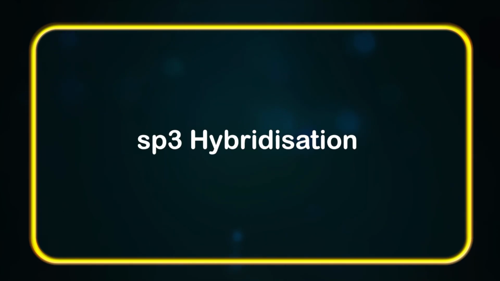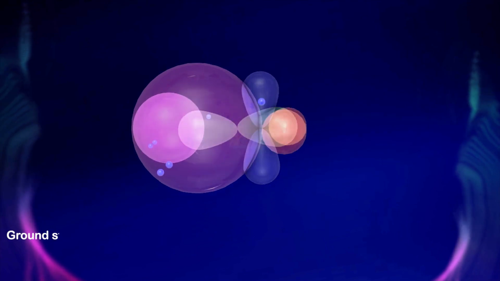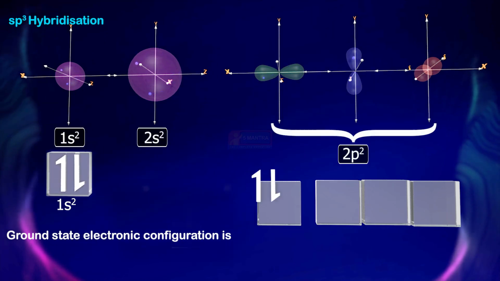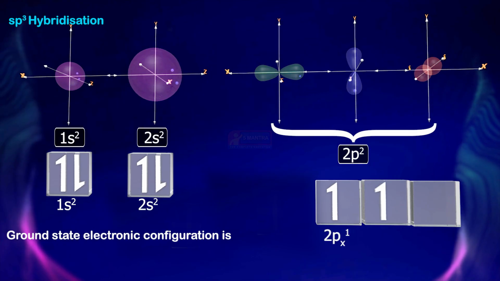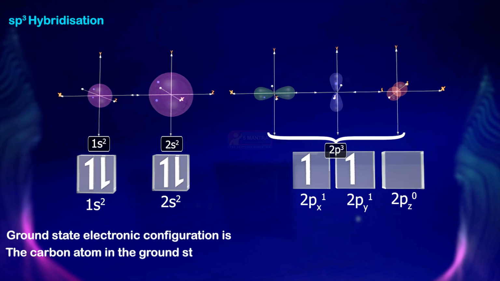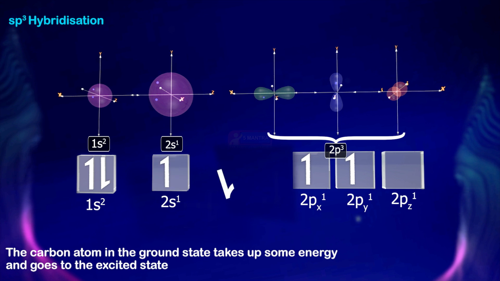sp3 hybridization. The atomic number of carbon is 6 and its general ground state electronic configuration is 1s2, 2s2, 2px1, 2py1, 2pz0. The carbon atom in the ground state takes up some energy and goes to the excited state. In this process, a pair of electrons in the 2s orbital splits up and one of the electrons from this pair is transferred to the empty 2pz orbital.